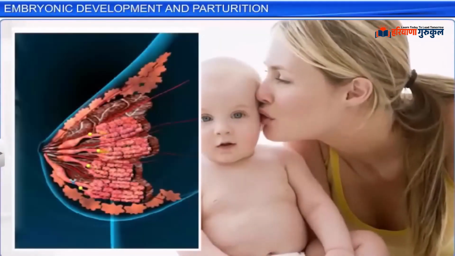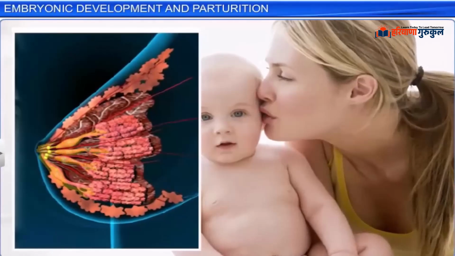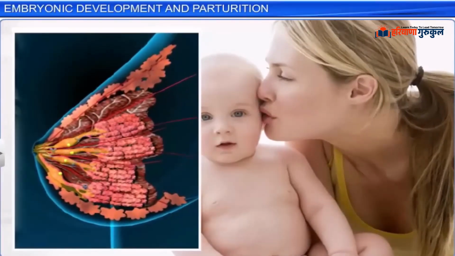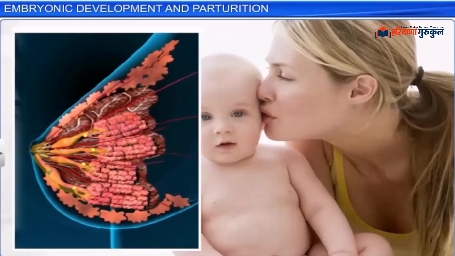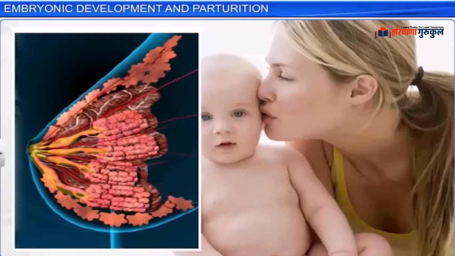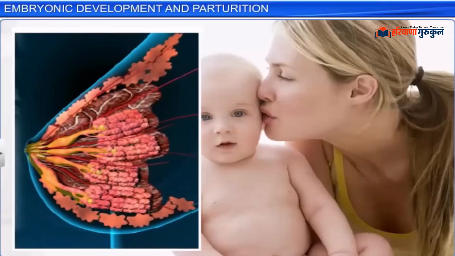Soon after birth, the baby needs to be breastfed by the mother as early as possible. This is because immediately after parturition, the mammary glands start secreting colostrum, a form of milk that is rich in antibodies and improves the immune system of the baby.